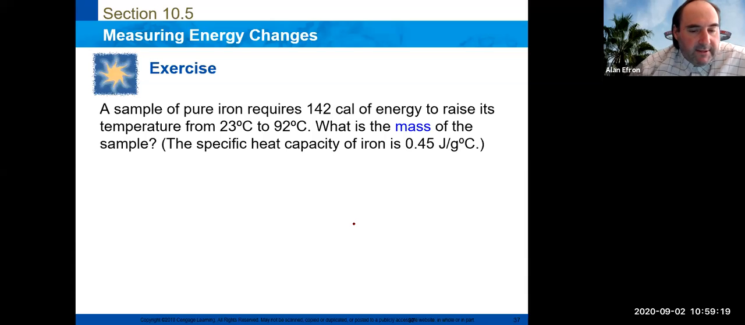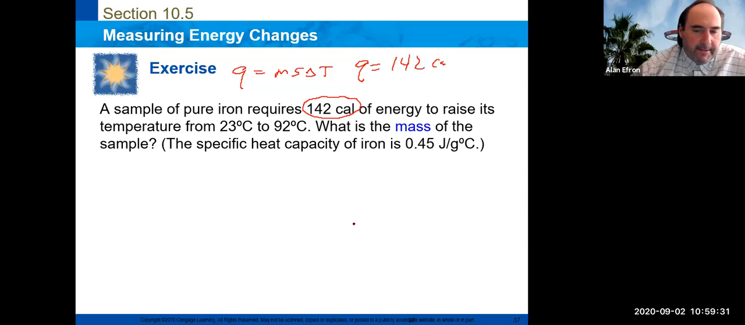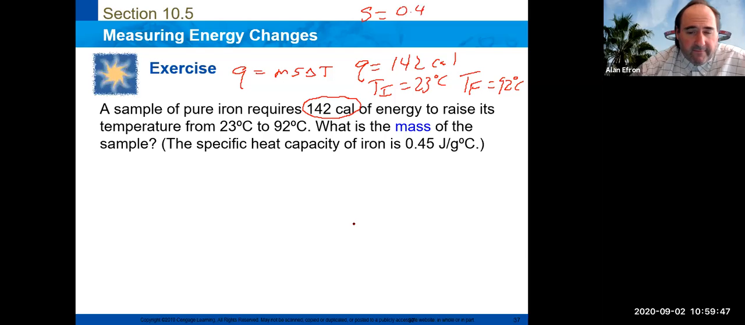Okay, so on this one again, we're going to use our formula here. Q is equal to ms delta T. We have 142 calories, and that would be Q. We do have our initial temperature being 23 degrees Celsius, final temperature being 92 degrees Celsius. And we do have the specific heat capacity given to us, which was 0.45 joules per gram per degree Celsius. So we just kind of tick off here. We have these guys. We need to solve for mass.